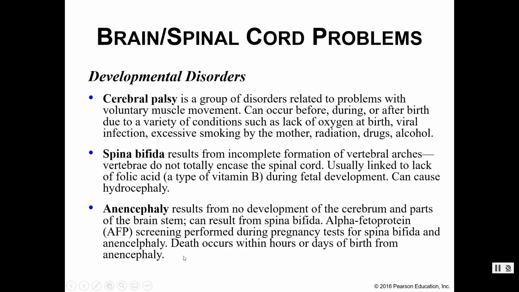Now, anencephaly results from basically little to no development of the cerebrum and or other parts of the brain, including the brain stem. One of the causes could potentially be spina bifida. So this would also obviously be a very severe form of spina bifida. We can screen for this during a pregnancy. They look for the presence of alpha-fetoprotein, which also kind of gives them a clue as to if the fetus could potentially suffer from spina bifida and or anencephaly. Unfortunately, death occurs within hours or maybe a day or two from birth. If you don't have much of a cerebrum, if you don't really have a developed brain stem, it's really just not compatible with life, unfortunately.